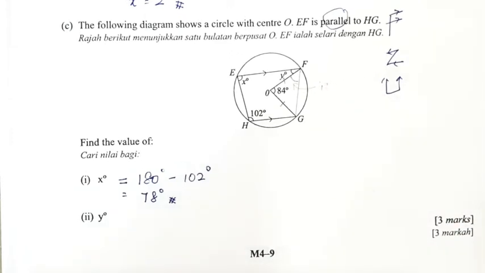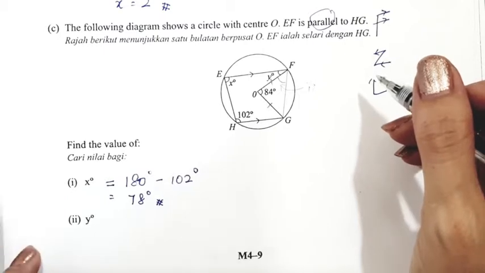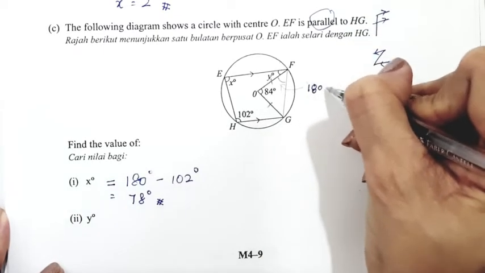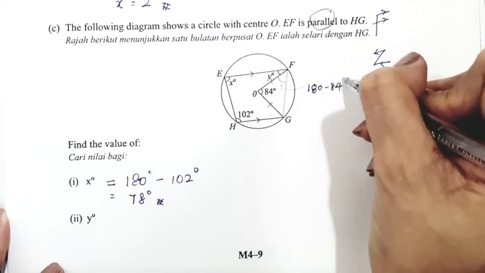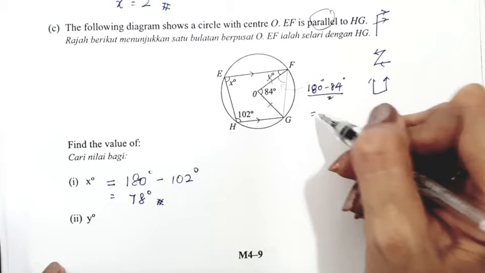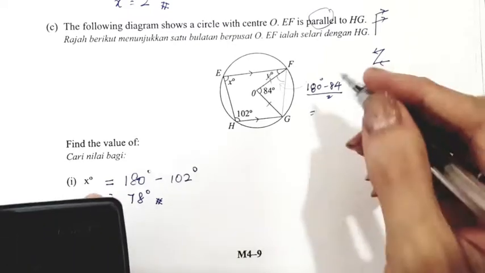Let's use pen because this is the additional working that assists us to find the y. So let's do it here. 180 minus 84 and then divided by 2, since the angle over here and here is equivalent. So for this one, use calculator and get the value, 180 minus 84 and divided by 2. So we have 48 over here.